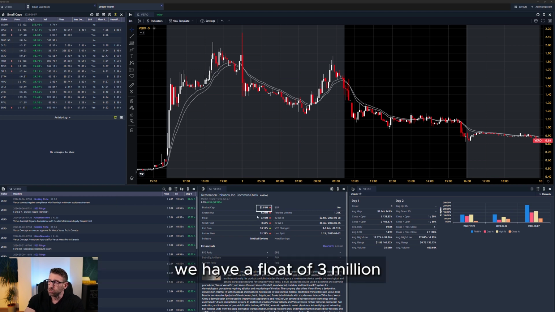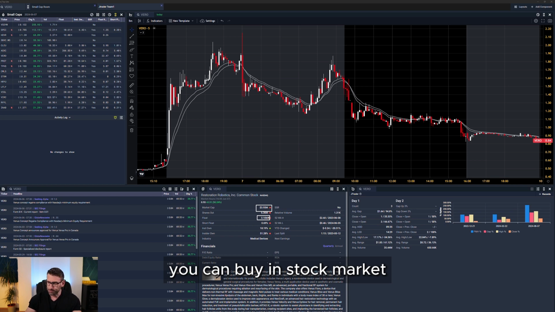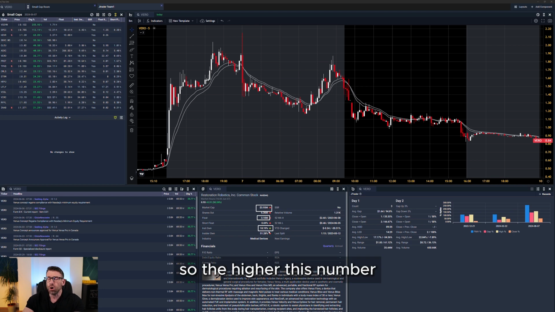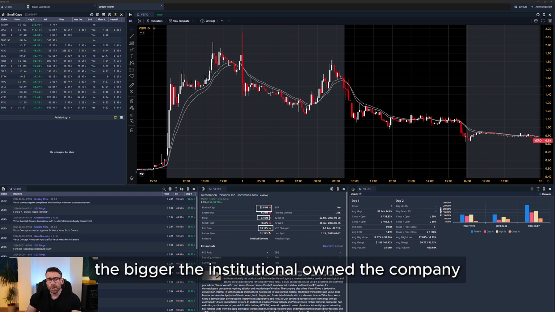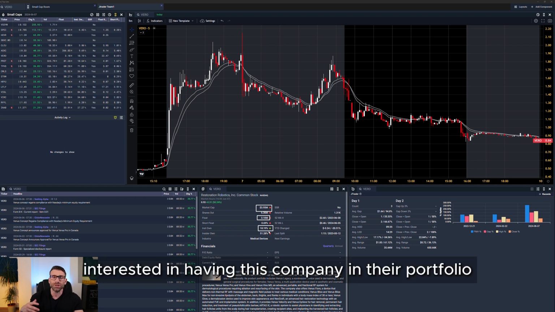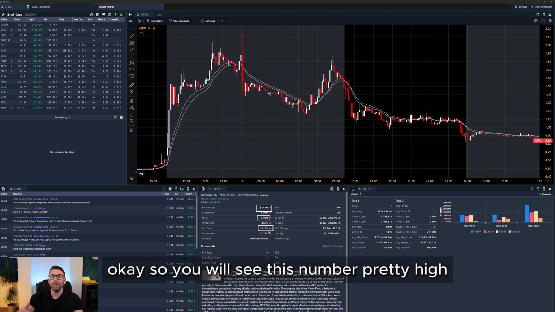We have a float of 3 million. Remember, float is the amount of shares you can buy in the stock market. And then I start looking at the institutional ownership. So the higher this number, the bigger the institutionally owned company. So imagine, it could be institutions, hedge funds, firms that are interested in having this company in their portfolio. Okay, so you will see this number pretty high.